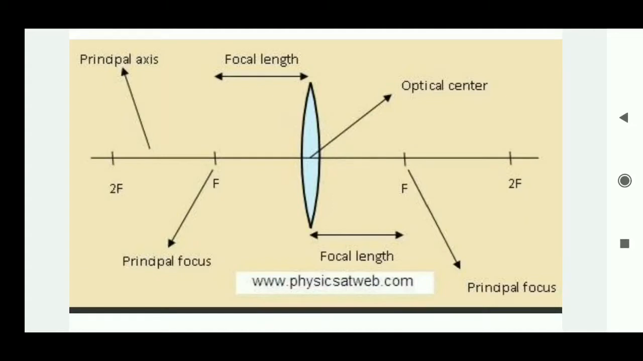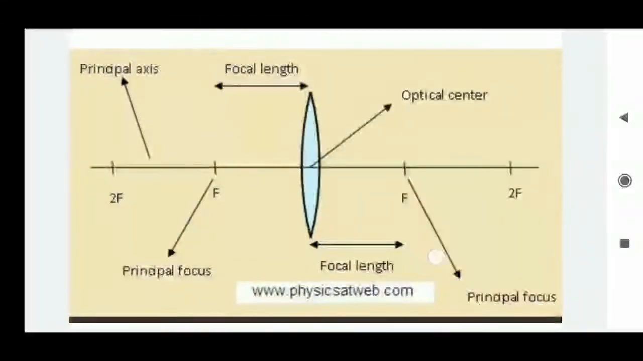For mirrors the center of curvature is equal to 2f, but here it is not like that. Here different values are there. That's why here we have f and 2f, where 2f is not the center of curvature. So on either side, both sides, we get 2f. And the distance between the focus and the optic center is what we call the focal length.